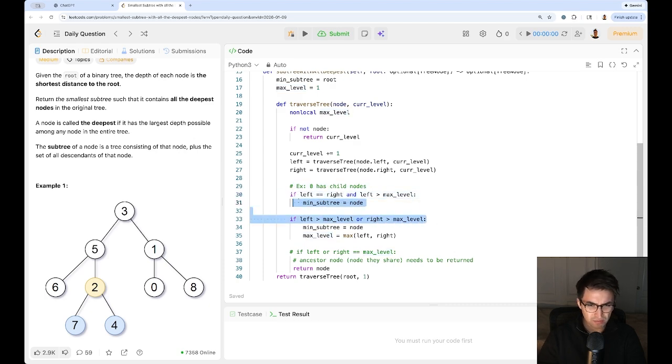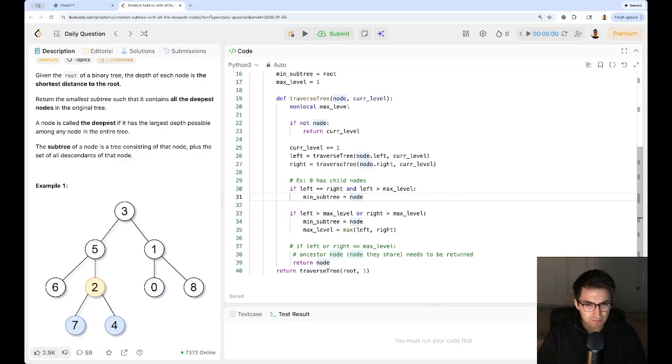But then these conditional statements are a bit conflicting or redundant. If left is greater than the max level, min tree equals 2, max level equals 4. Return the node? Just the node? I don't think so.